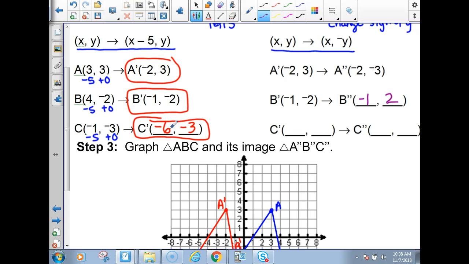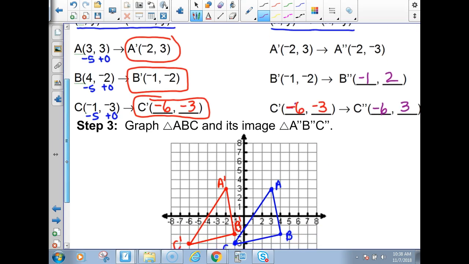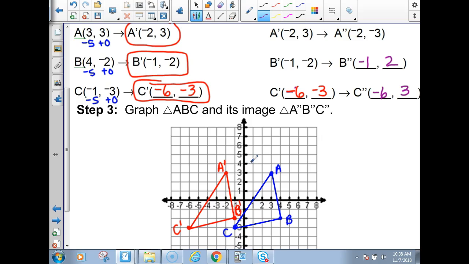And for C prime, which was (-6, -3), reflecting will change the sign of the y. Do you need something? Okay. (-6, 3). All right, so now we're going to plot those and draw the final triangle. So (-2, -3). Oh boy, it lands right near where C was in the very beginning, but not really. It's 3 down from the x-axis because it's not C, it's A double prime.